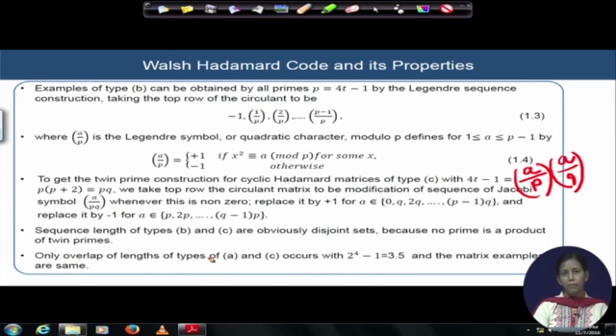Some overlapping may be possible between generation type A and type C. For example, when 2 to the power 4k is equal to 4, you are getting 15. So 3 cross 5 is the example where C can be generated by means of this, and by type A also you will get a 15 length sequence.